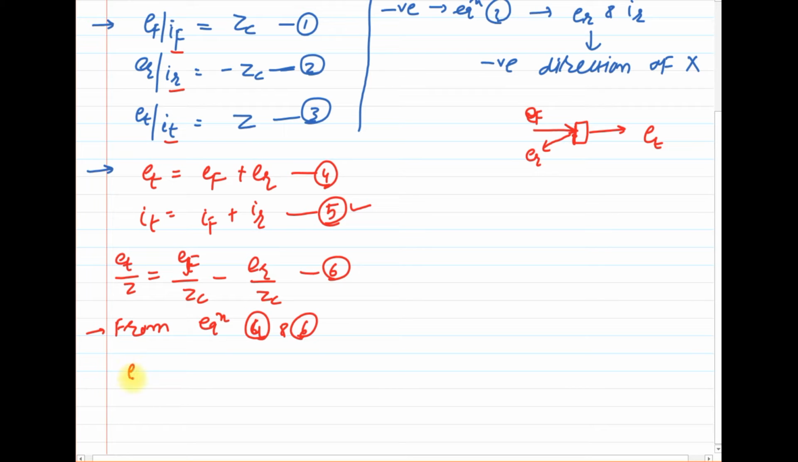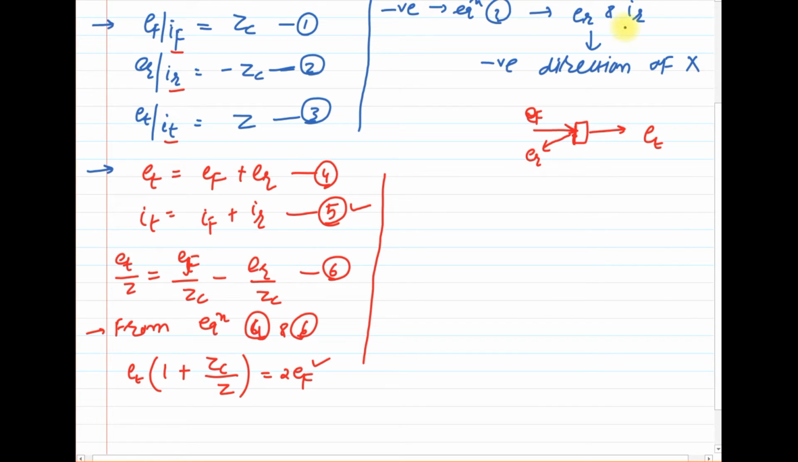I will explain how we will get this term ET into bracket. It is just a simple mathematical process. I will explain how we will get this term ZC divided by Z is equal to 2 into EF. So let us understand how we will get this equation.